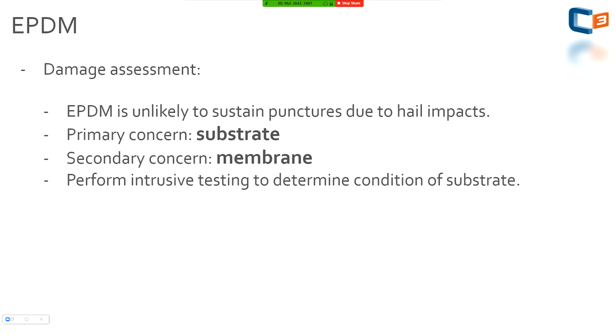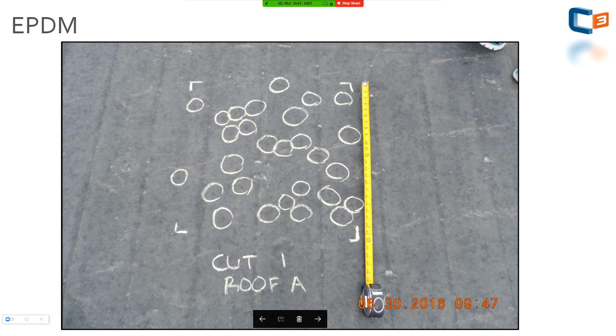You want to determine the condition of the substrate. So again, another example, a 2x2 test area, 1/25th of a square. In this case, kind of what I was going back to earlier on oxidation of the EPDM membrane, you can see that it removed the oxidation that accrued on that membrane.